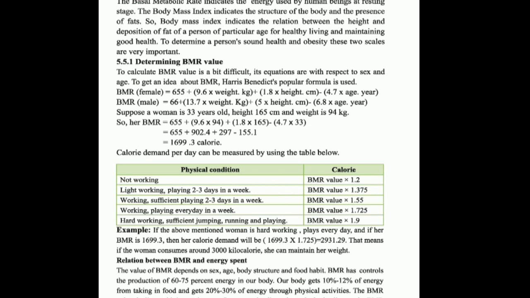BMIs under 20 and over 25 have been associated with higher all-cause mortality, with the risks increasing with distance from the 20 to 25 range.